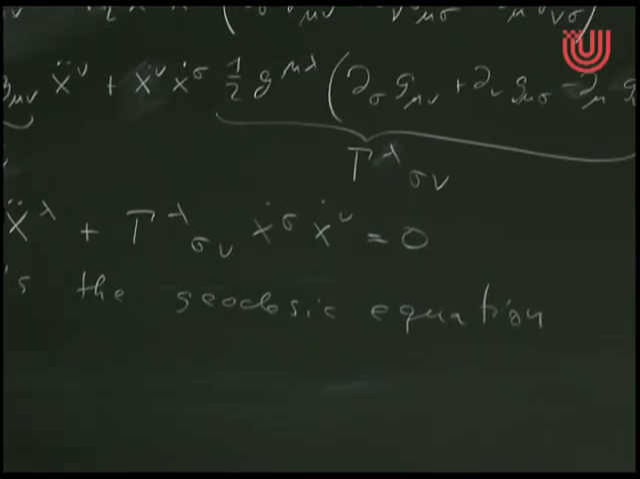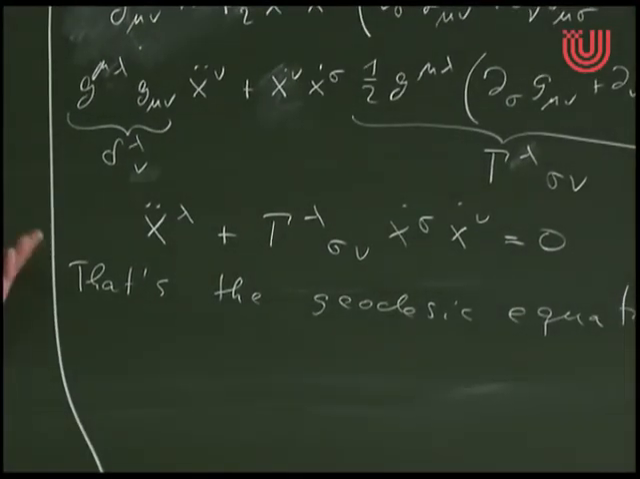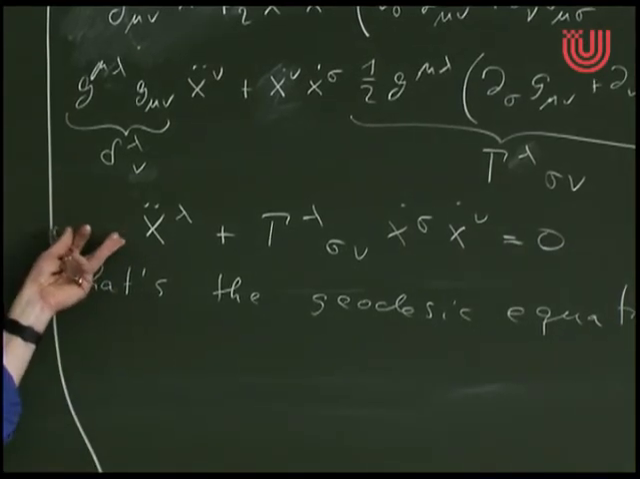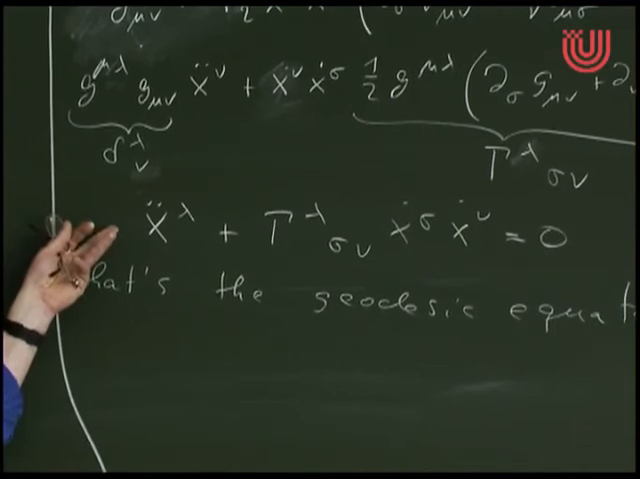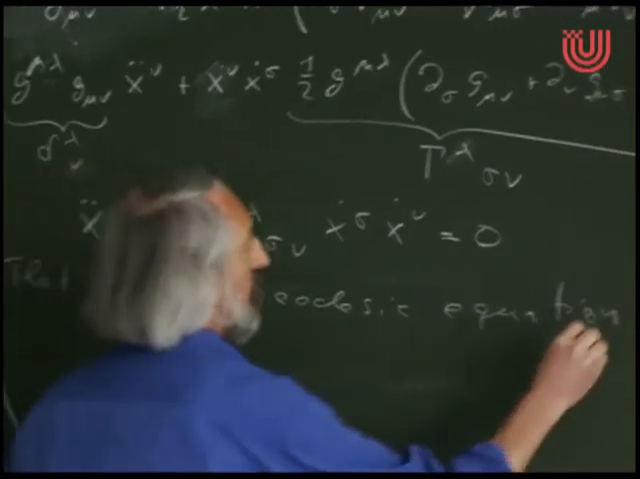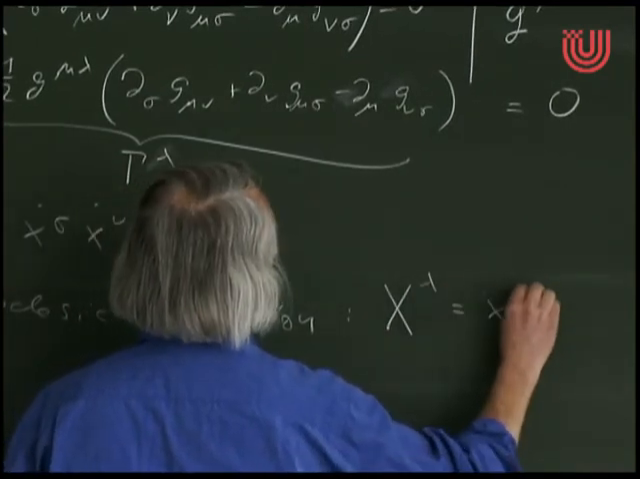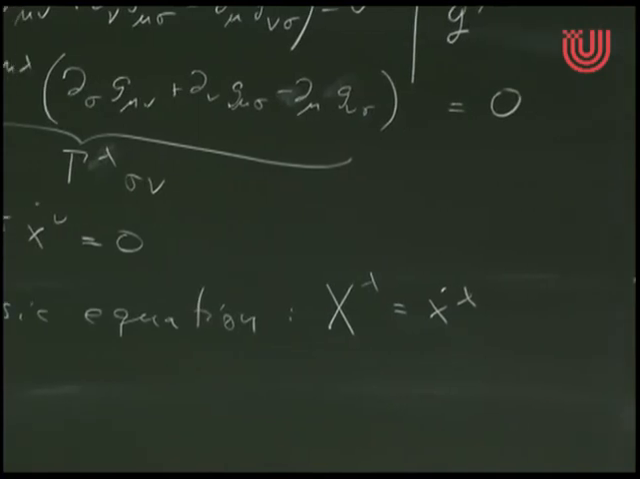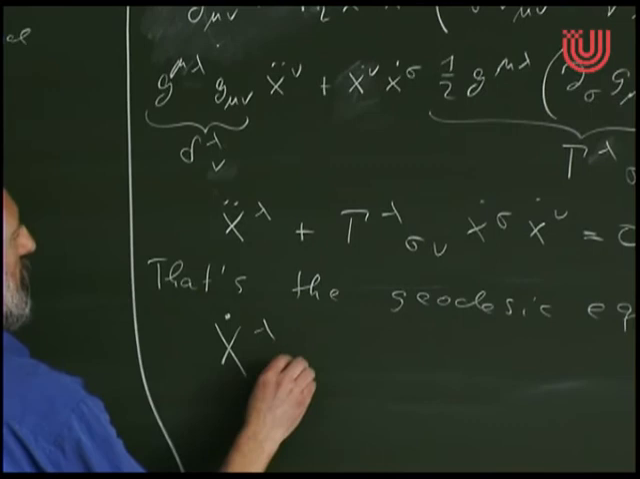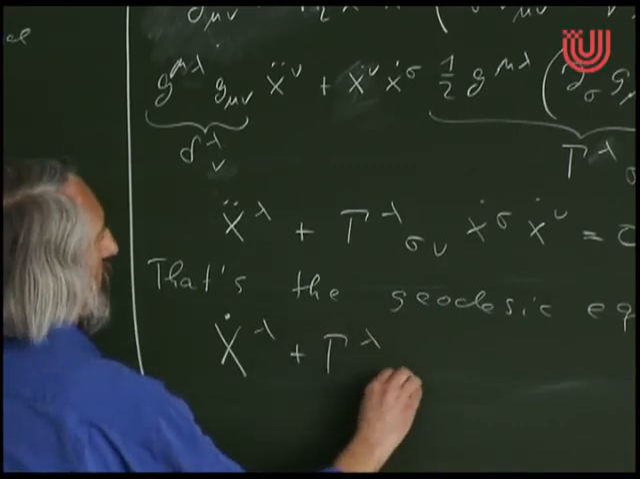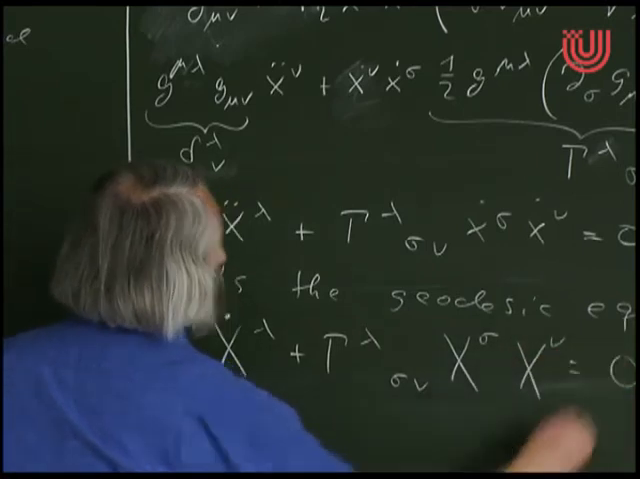If you don't see it, I can rewrite it in a little bit more obvious way. The geodesics were defined by the property that the tangent vector field is parallel. So I claim that this expression says that the tangent vector field is parallel. So let's write capital X^λ is x^λ dot. So then I have here Ẋ^λ plus Γ^λ_{σν} x^σ x^ν is 0.